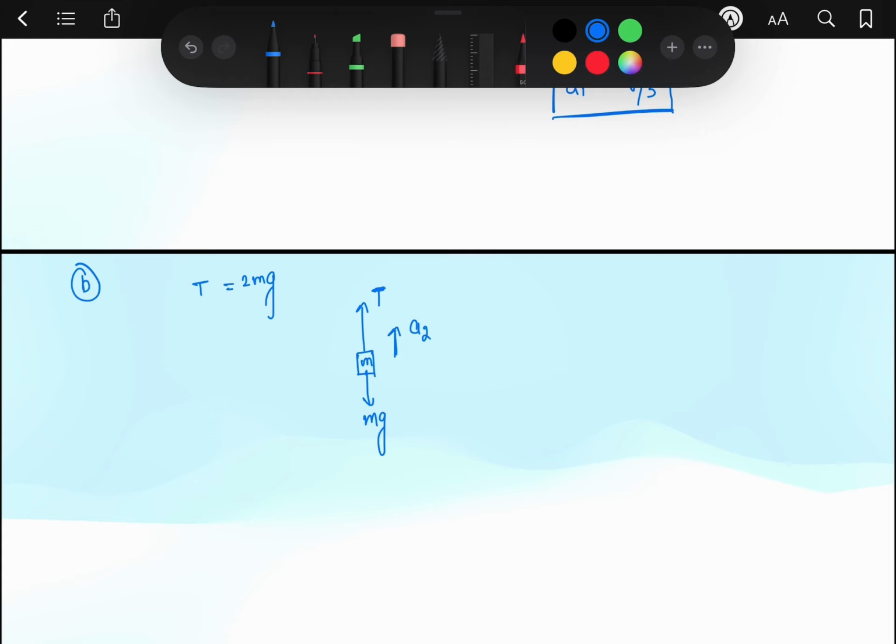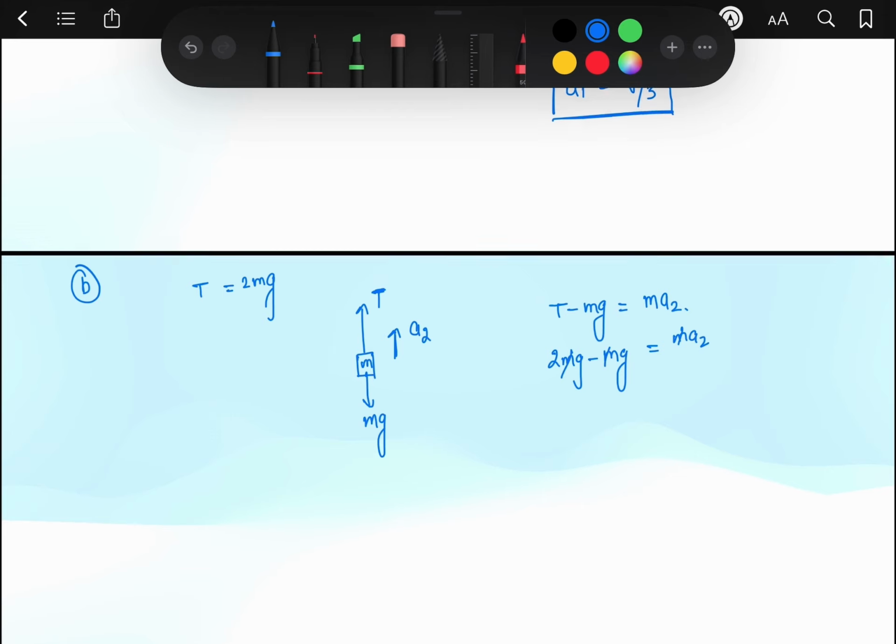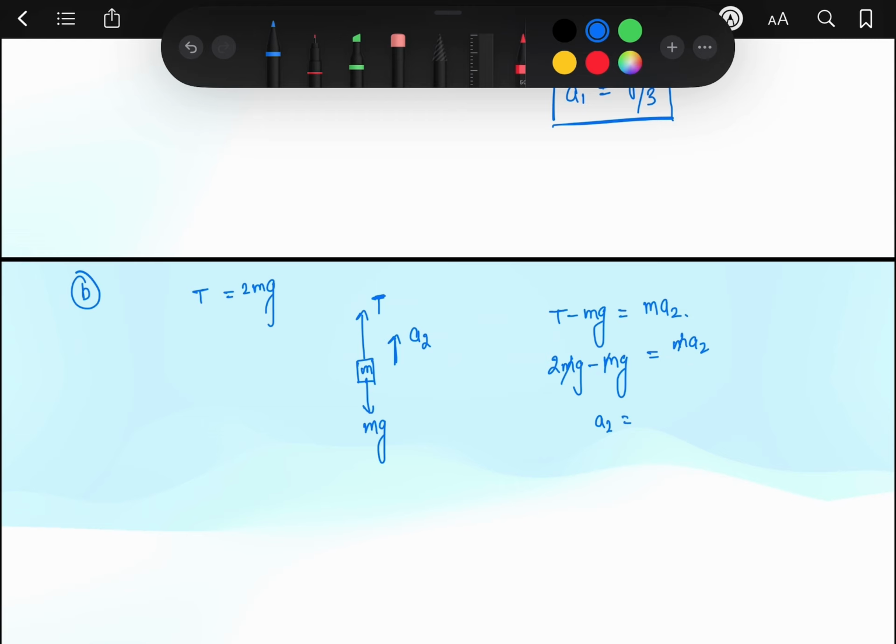Now let me write the equation of motion for this particle: T minus mg is equal to m into a2. Here the value of T we already know, so 2mg minus mg will be equal to m into a2. Here m will be cancelled out on both sides. So our acceleration a2 will be equal to 2g minus g, that is equal to g only.